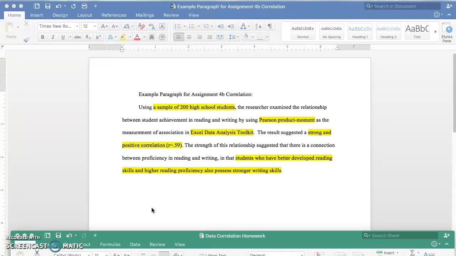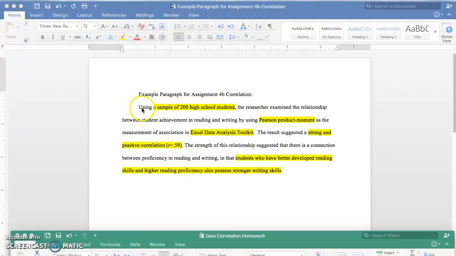I think most of you did a great job in terms of running the correlation using the Excel data analysis toolkit. But the writing part, I know it's new to you all to write up research results or statistical analysis results in APA style. So I thought it might be helpful to point out a few important things to include when you write up the analysis.